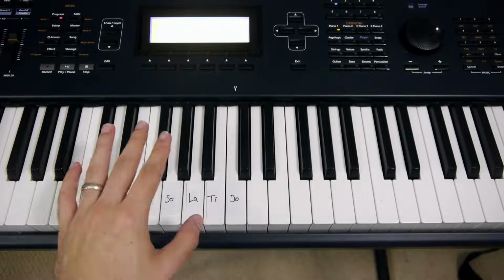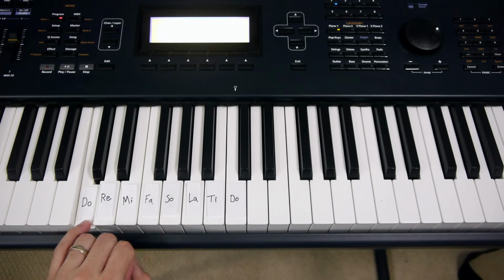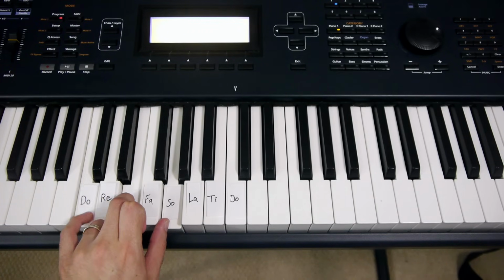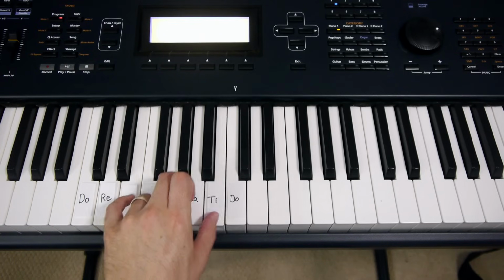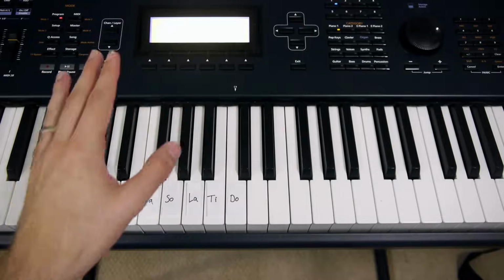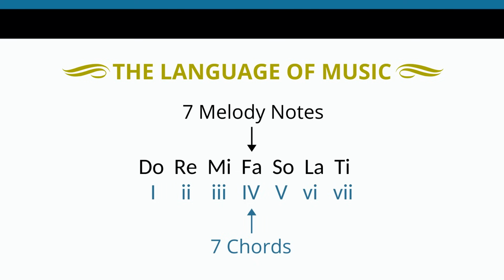Now the only difference is, instead of saying do, re, mi for the chords, we want to say one, two, three. So check this out. Do would be the one chord, because it's the first note of the scale. Re would be the two chord. Mi would be the three chord. Four, five, six, seven, and so on, right? And those chords, one through seven, are the other seven sounds in our language of music.